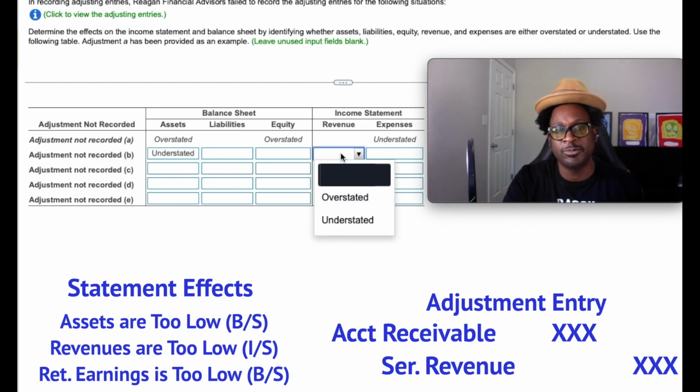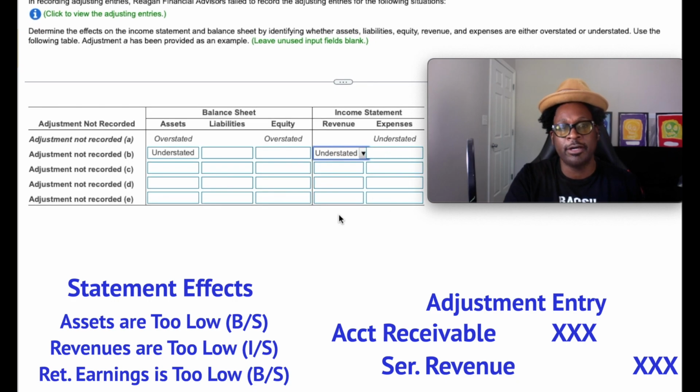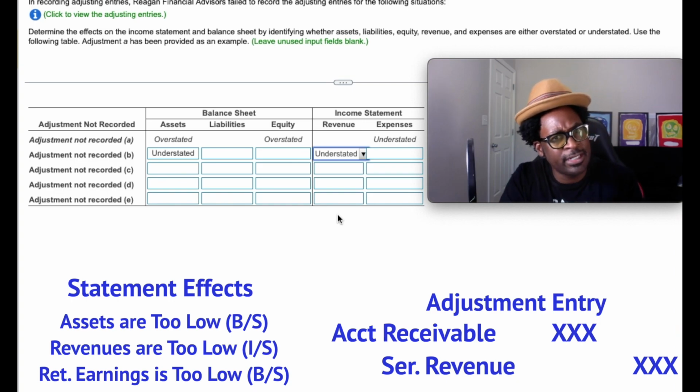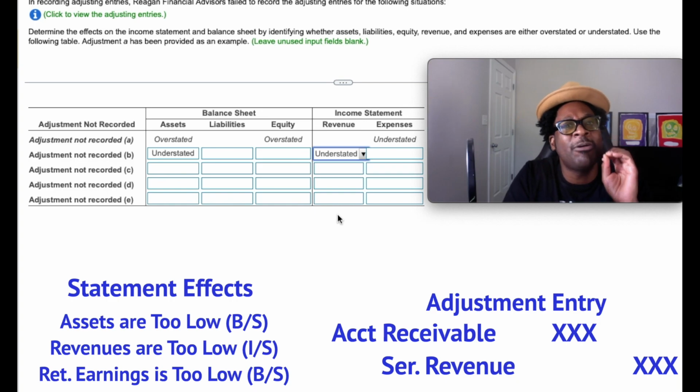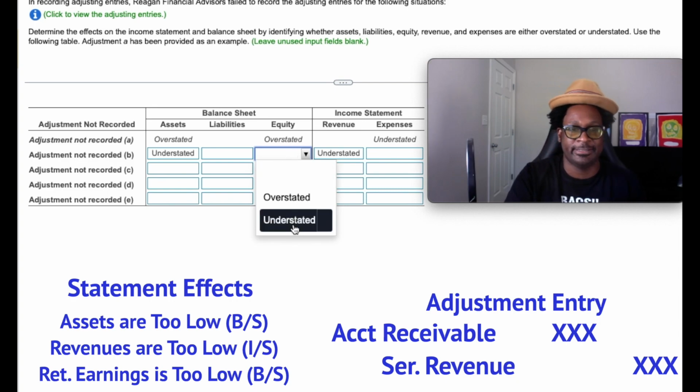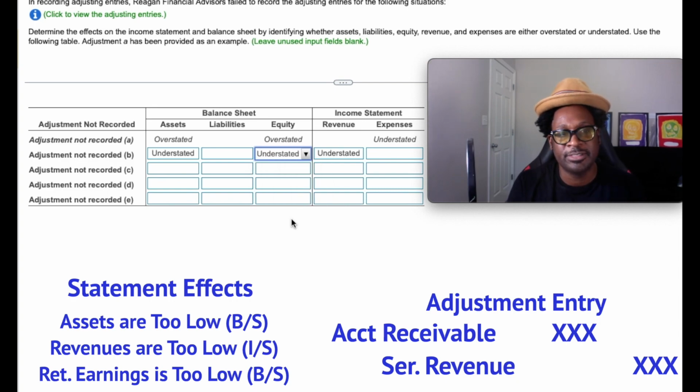So our revenues will be understated as well, causing our stockholders' equity, particularly retained earnings. Remember, gang, retained earnings is income. So if income is lower than what it should be, our retained earnings should be lower than what it should be as well. So our retained earnings account will be understated. No effects on liabilities with this problem because it's not affected.